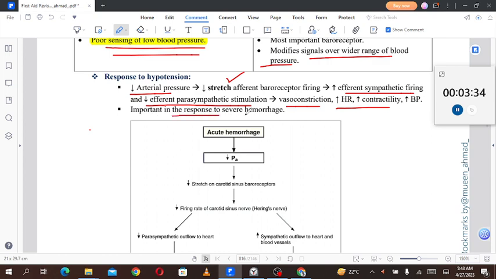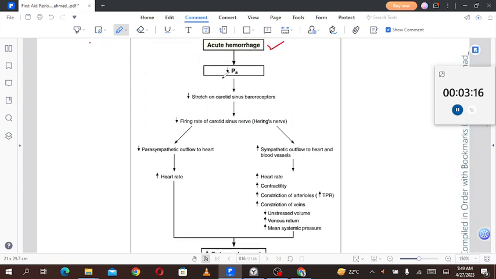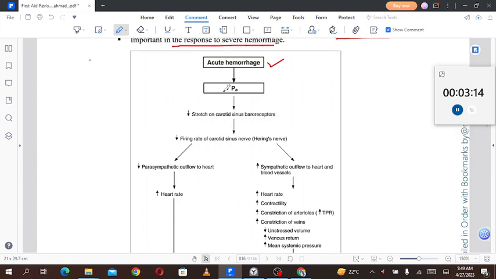This is important in the response to severe hemorrhage. In severe hemorrhage, we need increased efferent sympathetic firing and decreased efferent parasympathetic stimulation, which results in vasoconstriction, increased heart rate, increased contractility, and increased blood pressure. Here you can see acute hemorrhage decreases the PA. What is that? Arterial pressure.